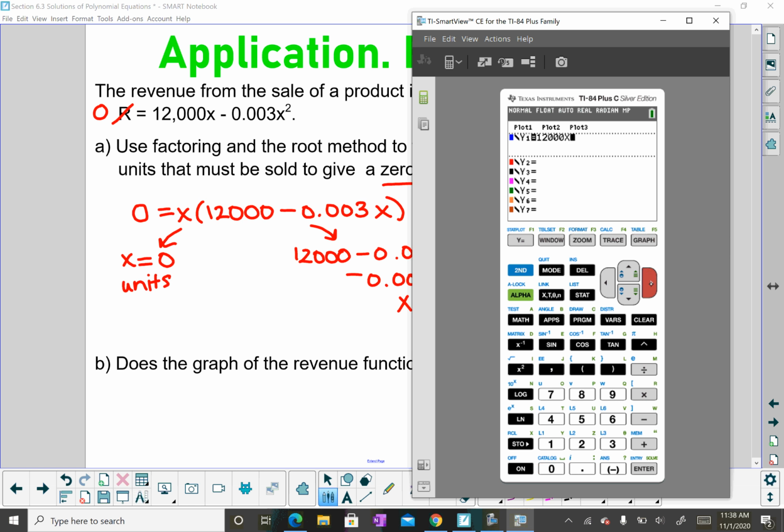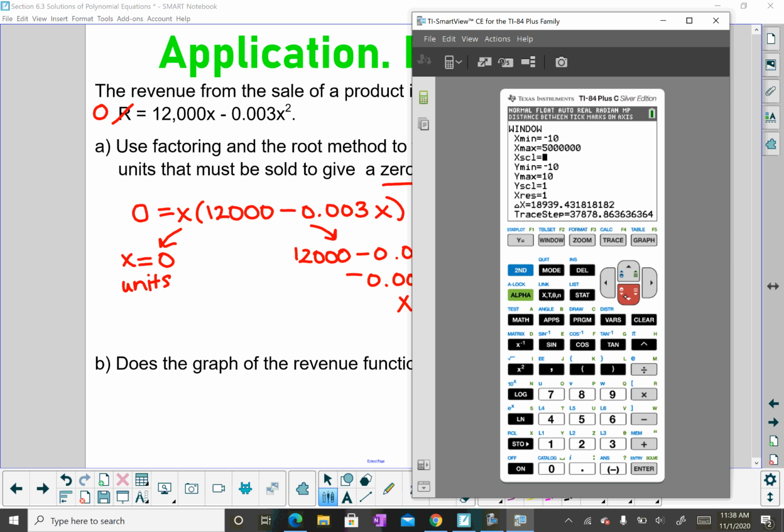12,000x minus 0.003x squared. Now, if I use Zoom 6, I'm probably not going to see anything because remember, we're looking for a solution at 4 million. That's an x-intercept at 4 million. So I'm going to change my window. I'm going to make my x min negative 10, sure, and then my x max, I'm going to make it 5 million.